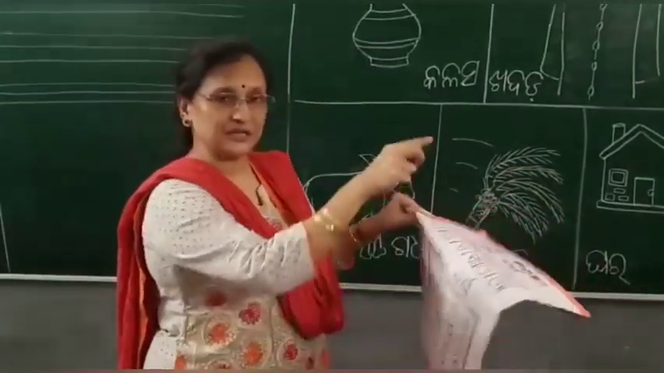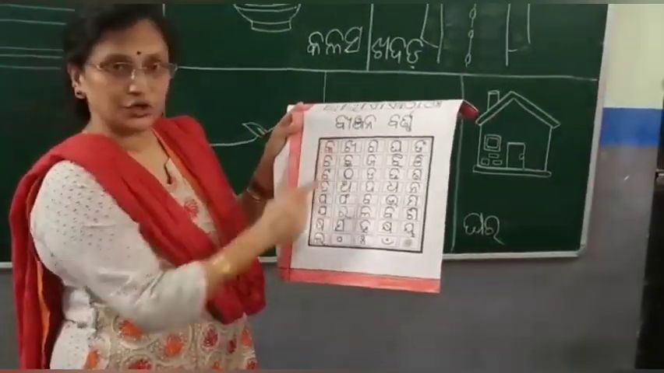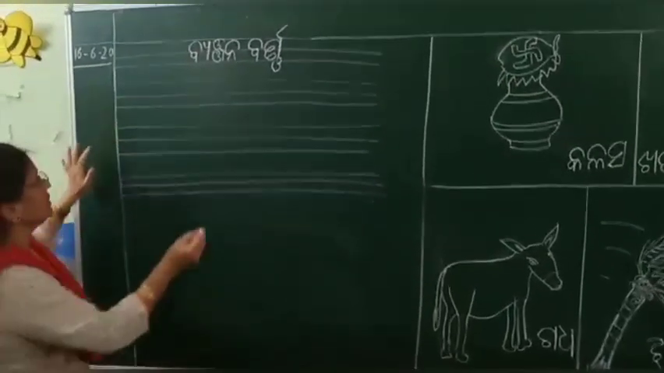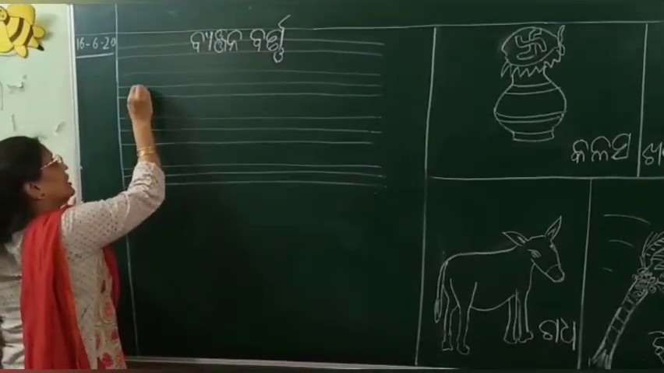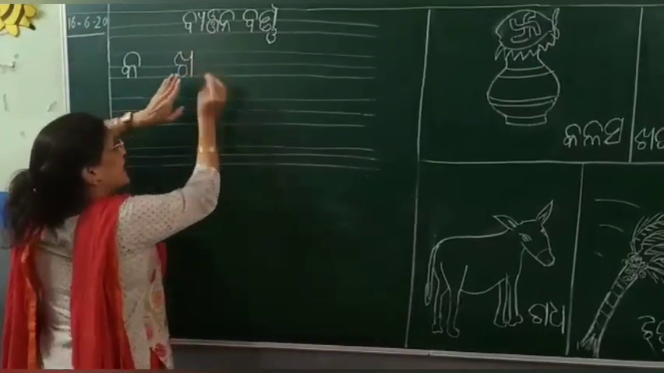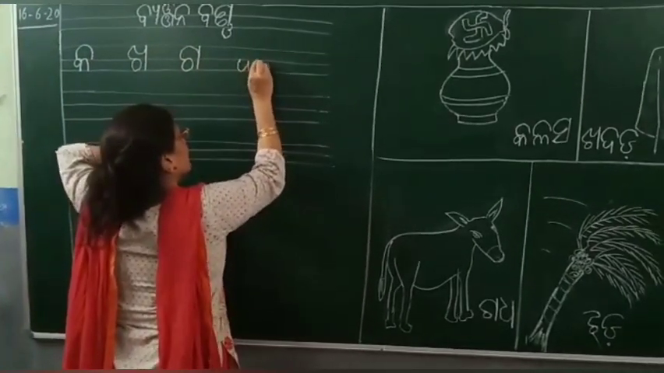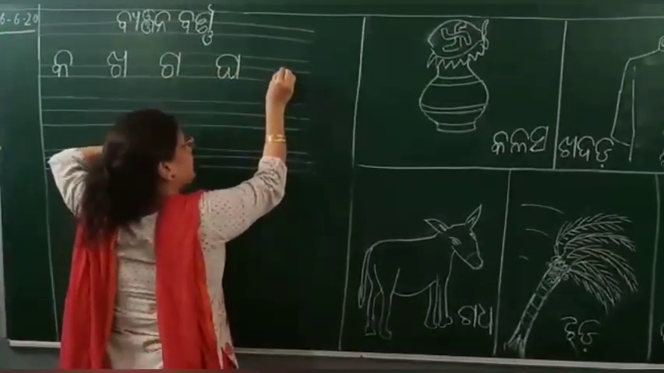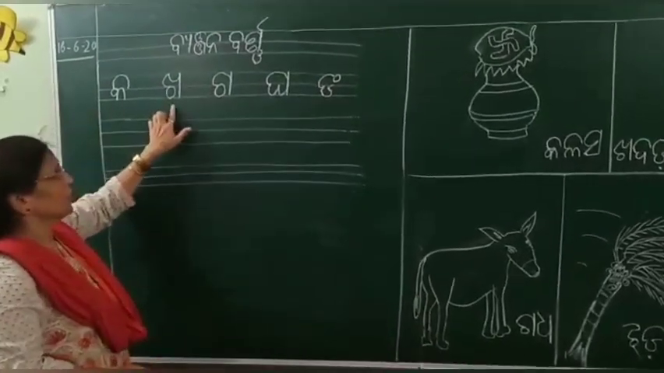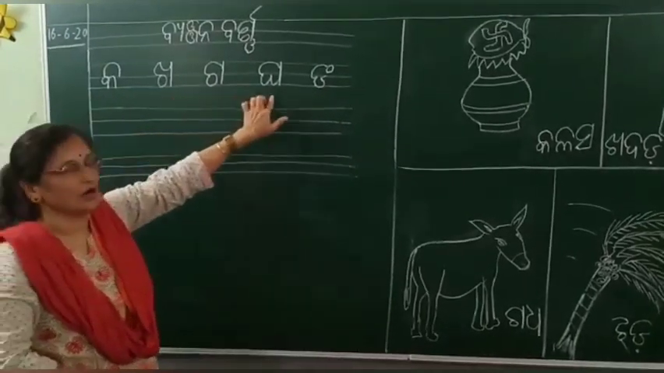Now after Swara Varna, we will come to the Byanjana Varna. Byanjana Varna starts from Ko to La. First line, Miss is going to write. Here I am going to start. Ko. Keep a finger-place gap. Ko. There are 5 letters. Now finger-place gap. Go. Now finger-place gap. Go. Now finger-place gap. Ma. Got it children? Now all of you say with me. Ko, Kho, Go, Gho, Ma. Once again. Ko, Kho, Go, Gho, Ma.